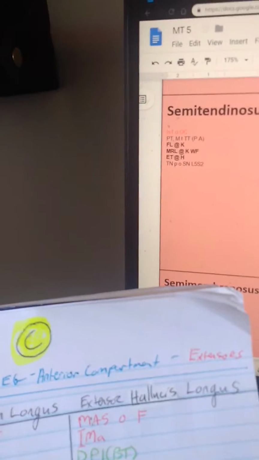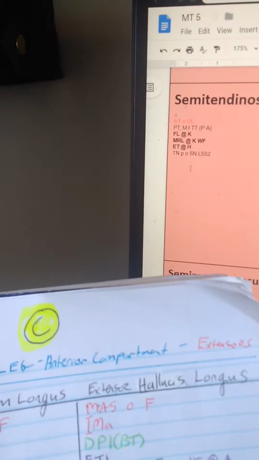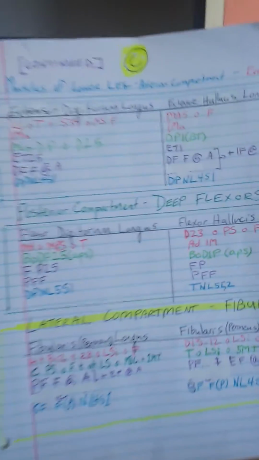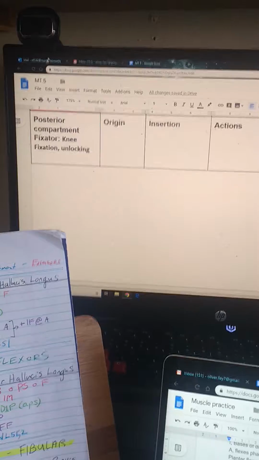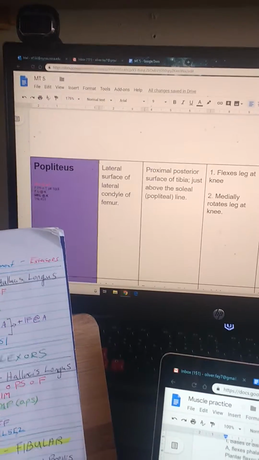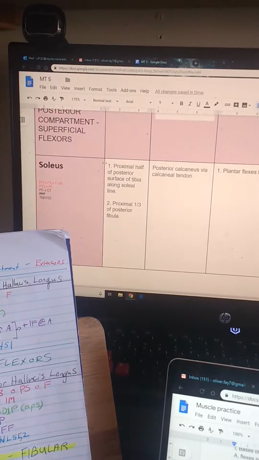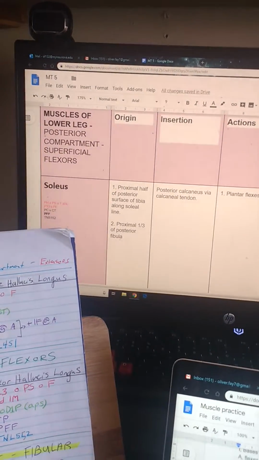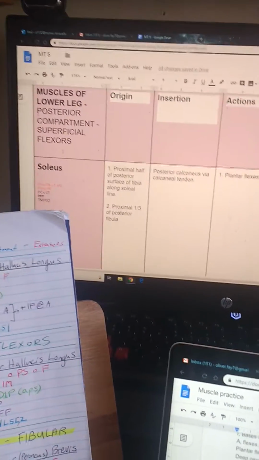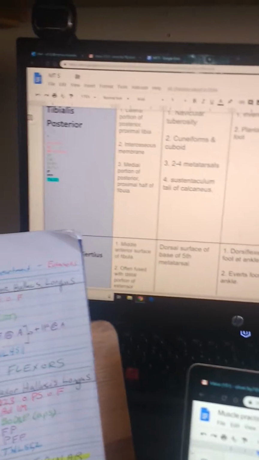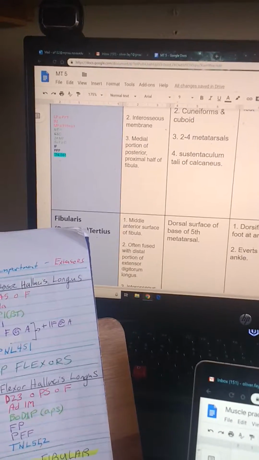I break all this up, and I put little codes here so that I know exactly what it is when I'm studying for it. Then I put all the codes here, and I break up all the muscles into their different compartments. You see here, there's a posterior one, the posterior of the lower leg compartment, the superficial flexors. So it's good to group muscles into extensors, flexors, the lower part, upper part, deep muscles, superficial muscles, so that it's easier to break up.